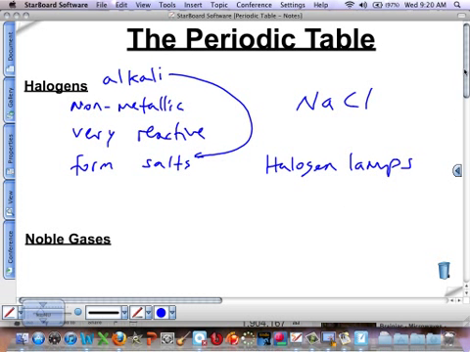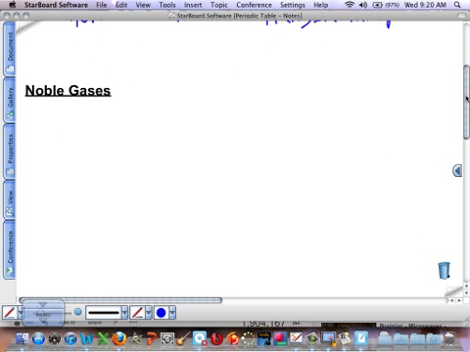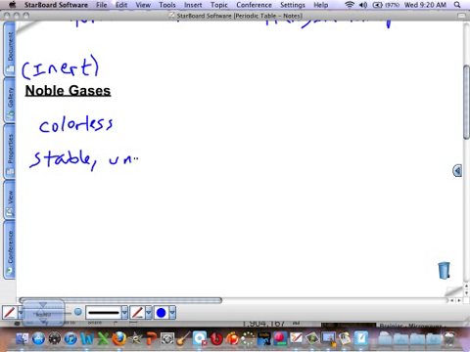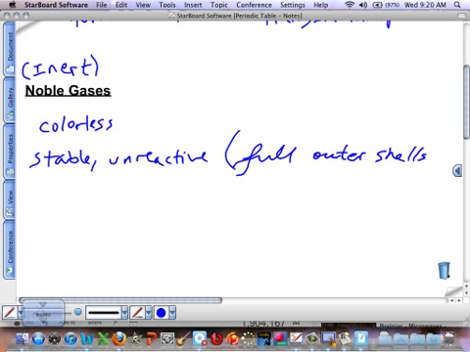All right, finally the last one: inert gases, also known as noble gases. I wish you guys knew that term, inert. So Tyler, what did you guys come up with for the noble gases? They are colorless. Colorless, okay. They're stable and unreactive on account of the maximum amount of electrons. Yeah, they actually have their full outer shell already, and that's why they don't react at all.